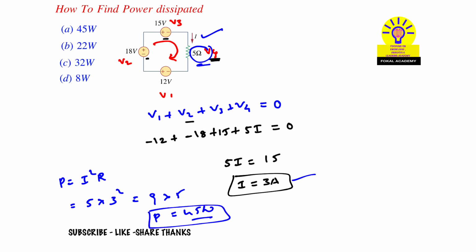So from the options, that option is the correct option. And this is the process of simplification.